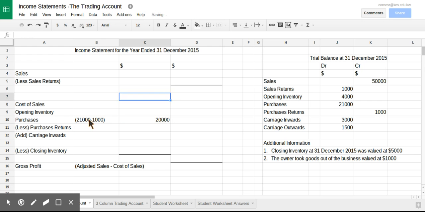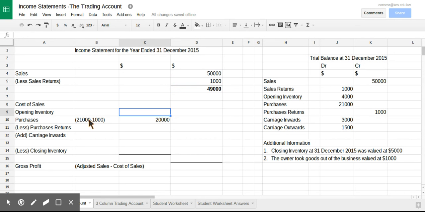Right, up to the top part. Okay, sales. Got 50,000 of sales, but our customers actually returned to us £1,000 worth of goods. So they're not going to actually pay for those. So the true sales for the year is going to be 49,000.